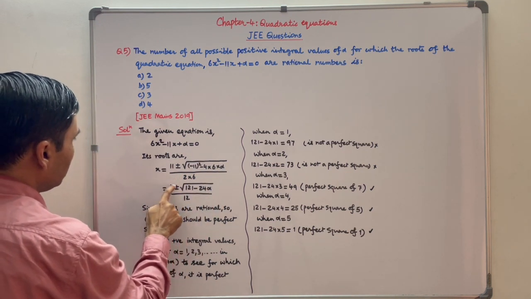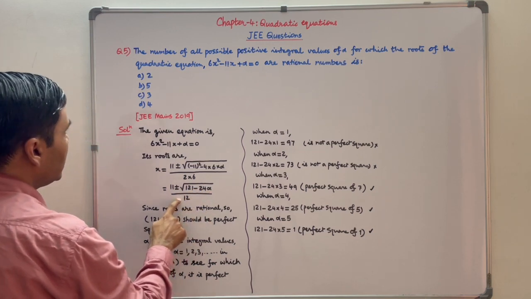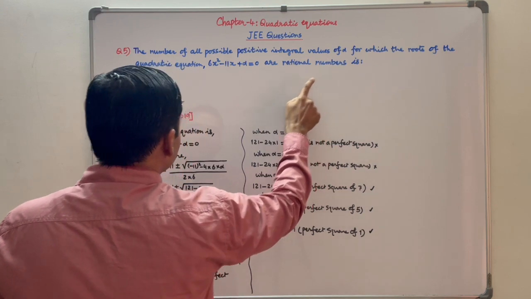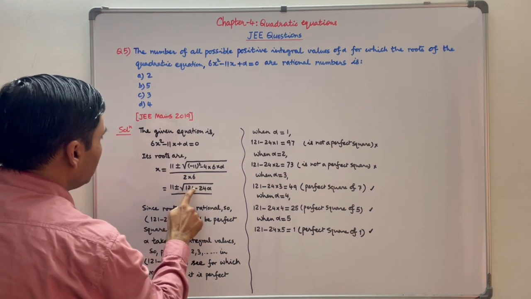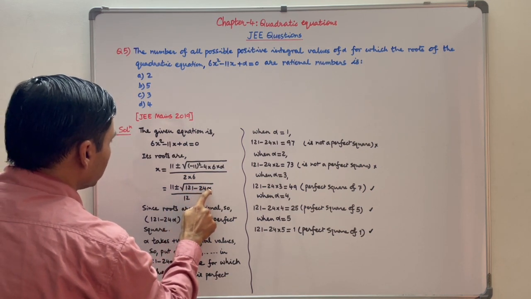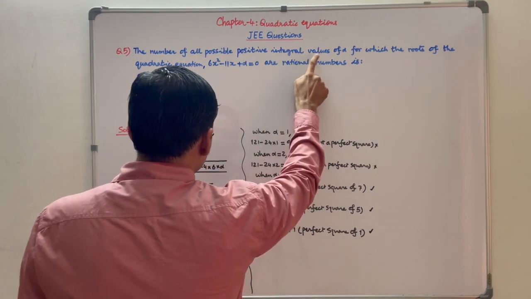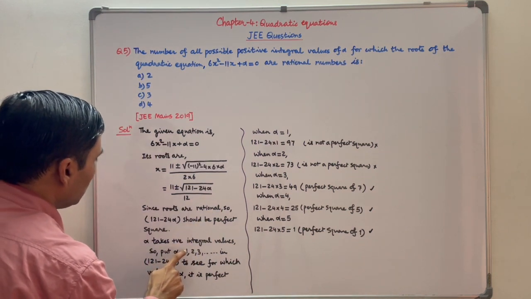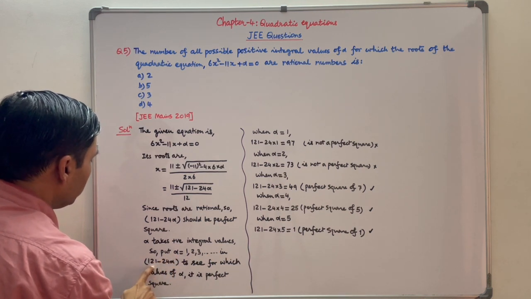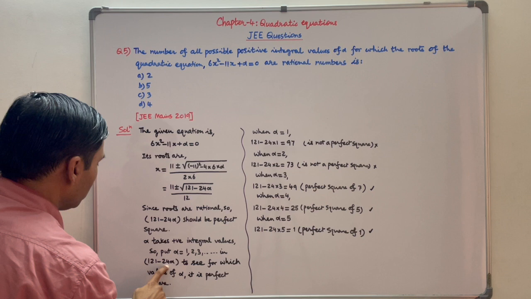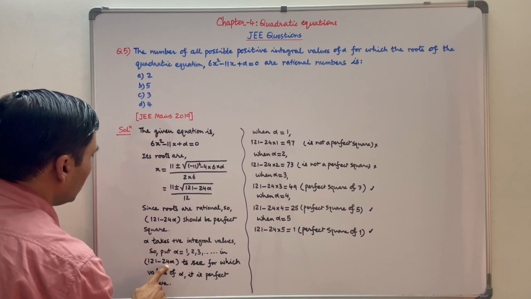So the roots are 11 plus minus under root 121 minus 24 alpha upon 12. It is given that roots are rational numbers. That means this under root sign should not be there. Or in other words, 121 minus 24 alpha should be perfect square. It is also given that alpha can take positive integral values. So we will put values of alpha as 1, 2, 3 and so on to see for which values of alpha 121 minus 24 alpha is perfect square. So let us start putting the values of alpha as 1, 2, 3 and so on.